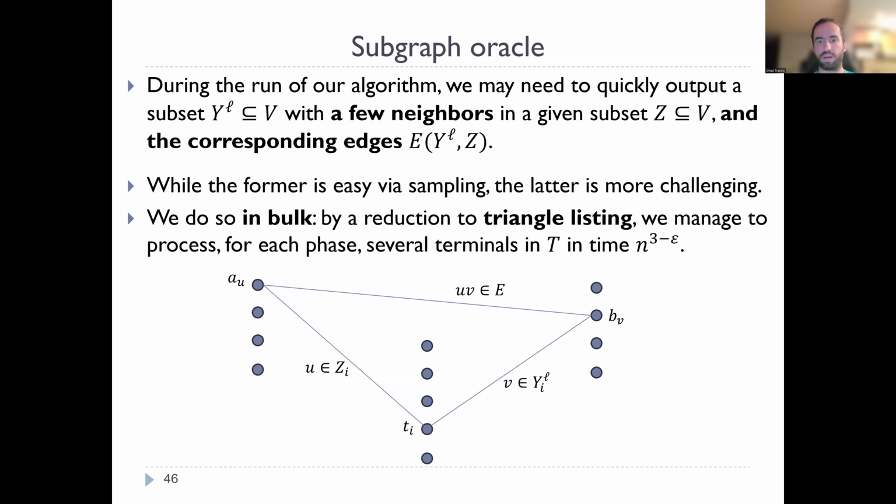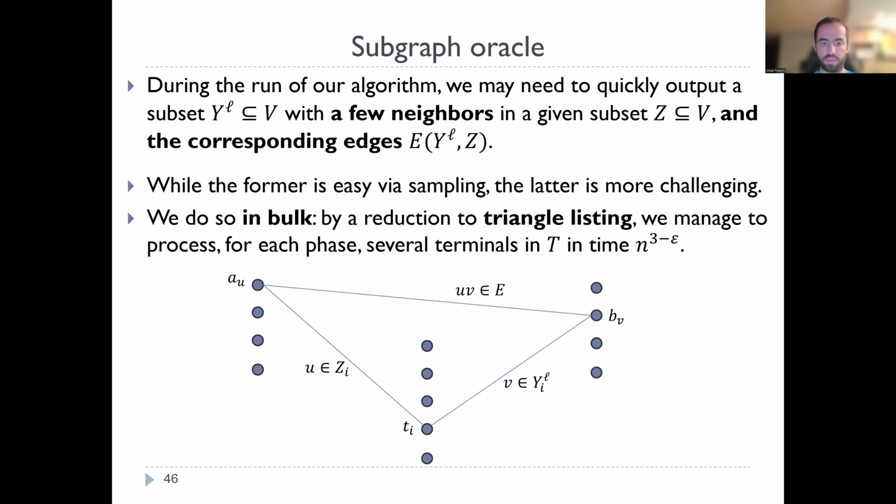Now, just to output such a subset might be easy via sampling. To output those edges seems more challenging, and the way that we solve this problem is in bulk. We make a reduction to triangle listing, and by this reduction we manage to process for each phase several terminals at once in a time that is smaller than n cubed, and you can see it here.